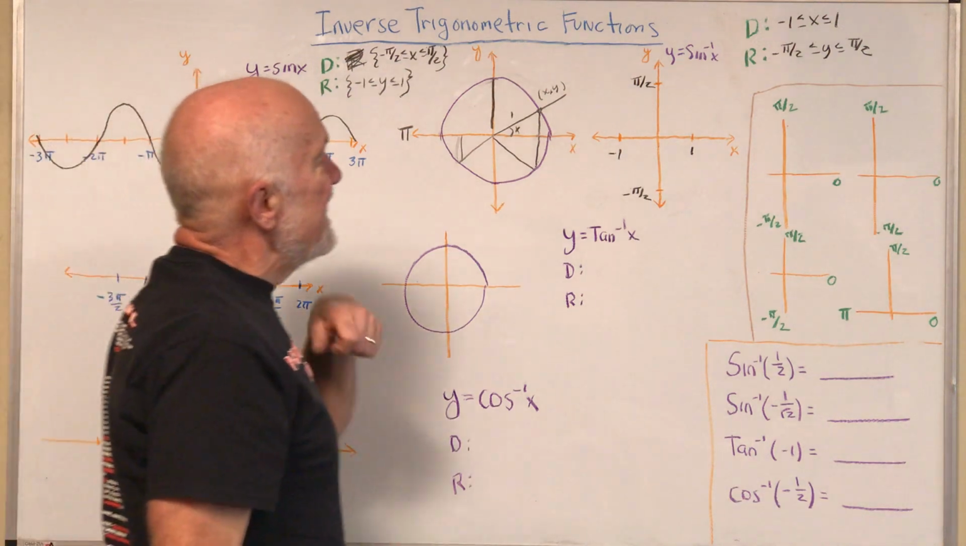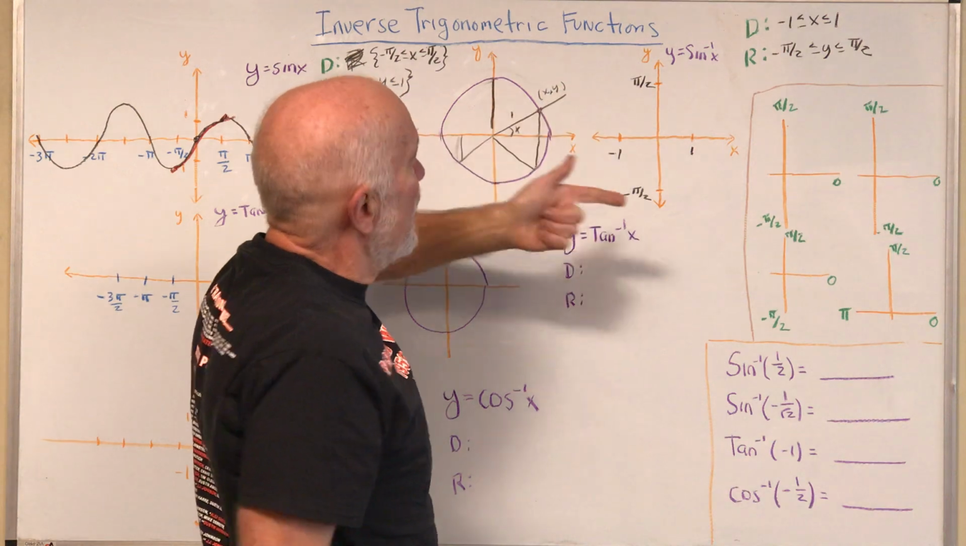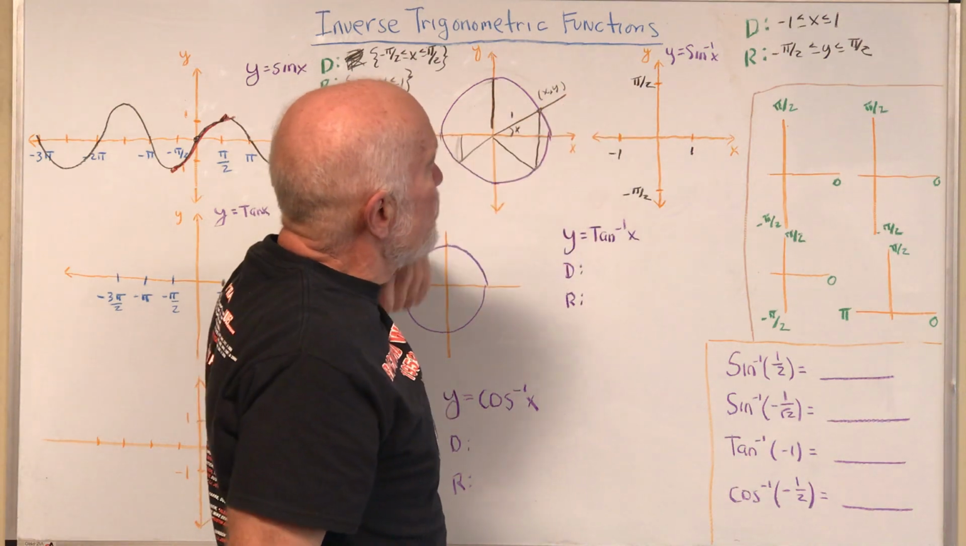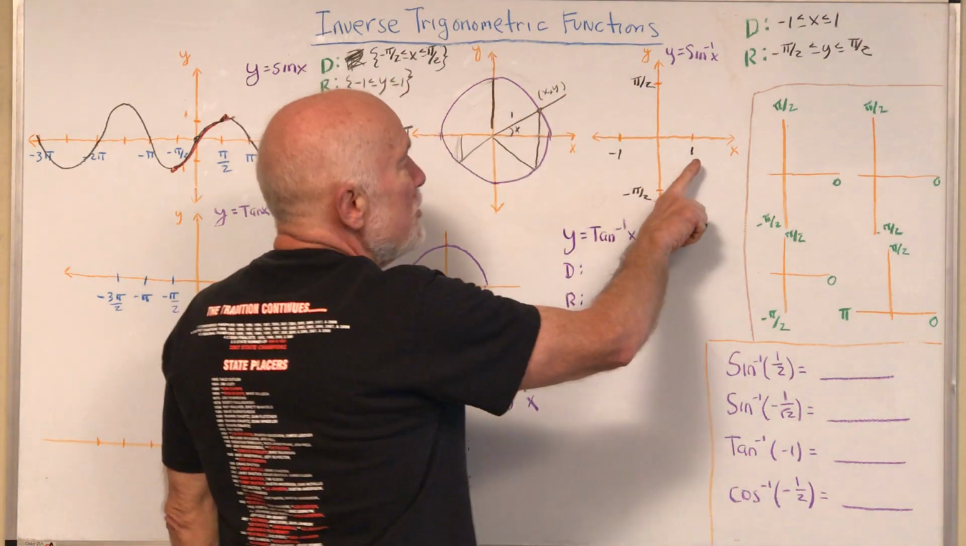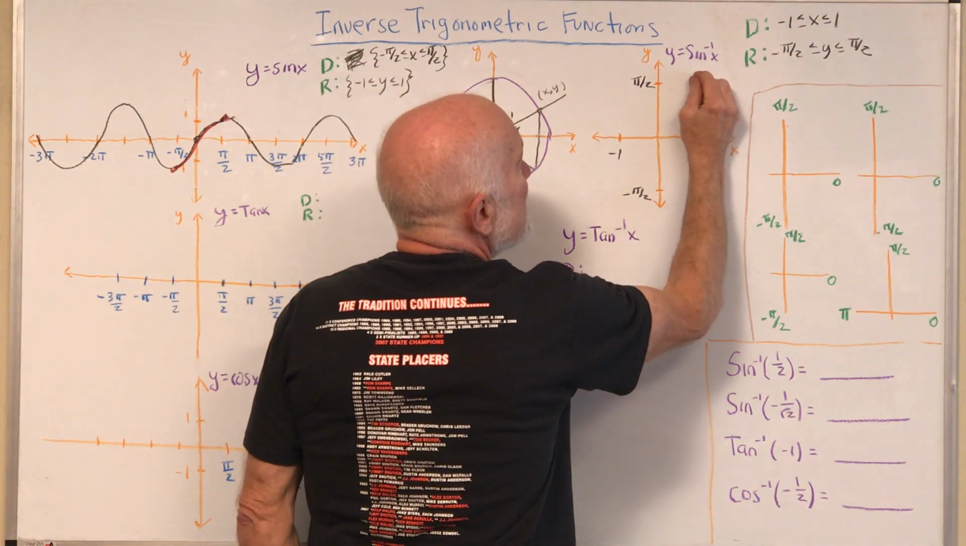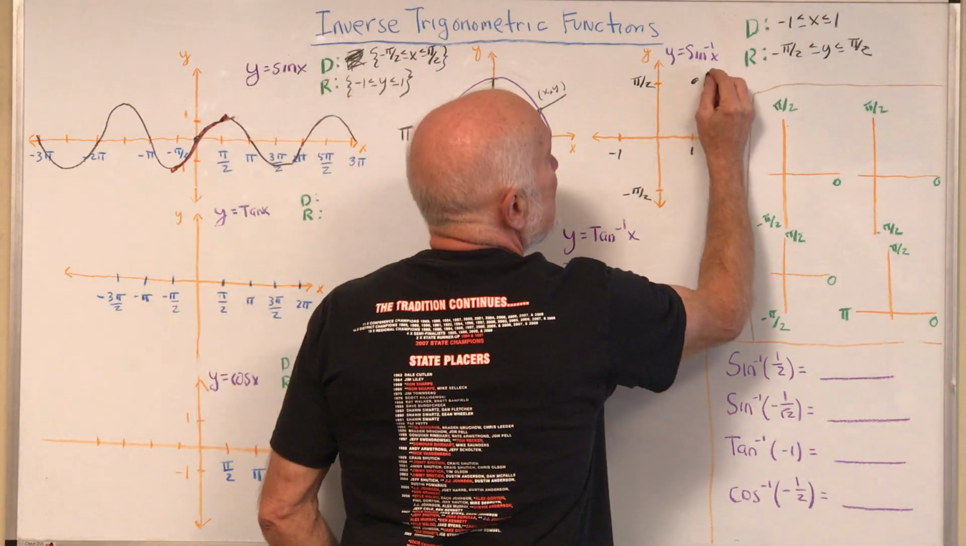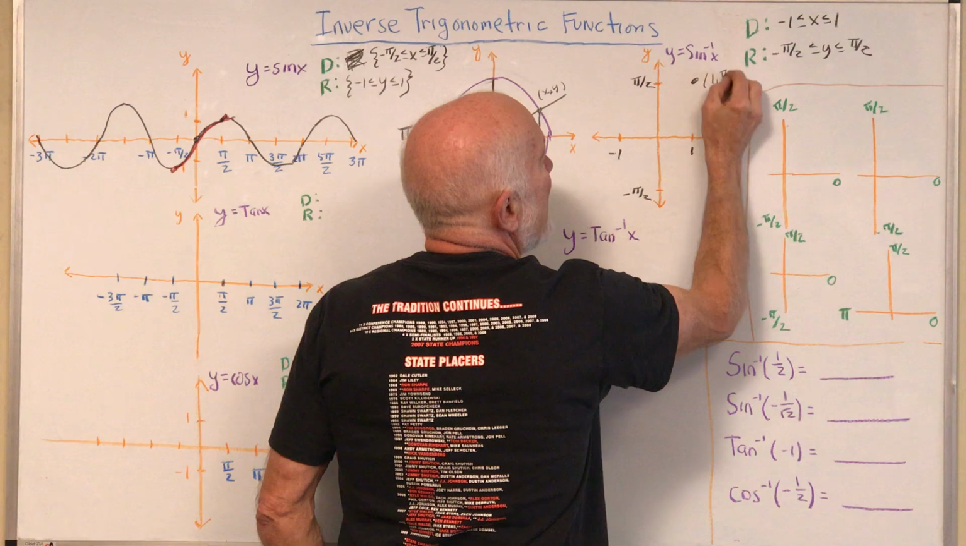So the sine of 0 is 0. The sine of pi over 2 is 1. So the angle whose sine is 1 would be pi over 2. So instead of getting the point (pi over 2, 1), you get the point (1, pi over 2) on the graph.